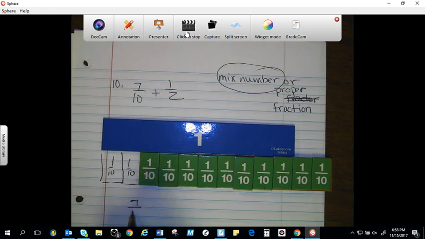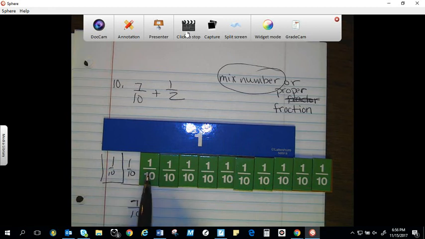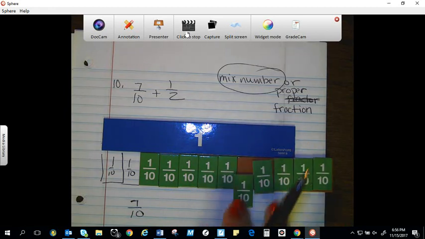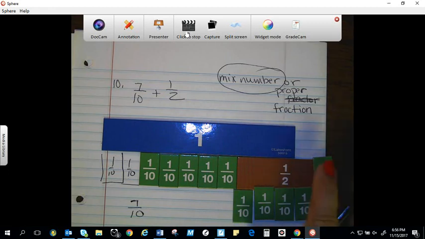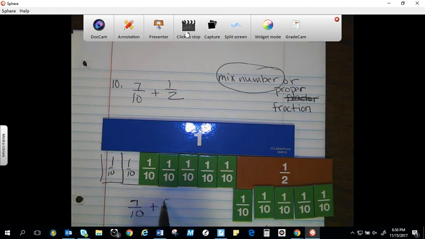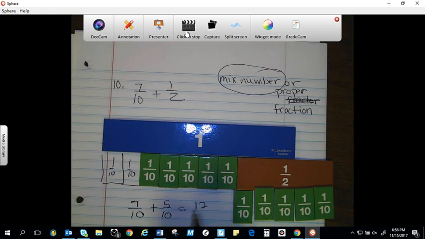So here I have 7/10 is what I started off with. 1, 2, 3, 4, 5, 6, 7. And then I added, this is kind of coming out. Let me bring this down so that you can see it. I added 5/10 because I knew that it was 2 times something equals 10. I was going to use 5/10. So plus 5/10 equals, there you go, 12/10. And how many do you have left over?